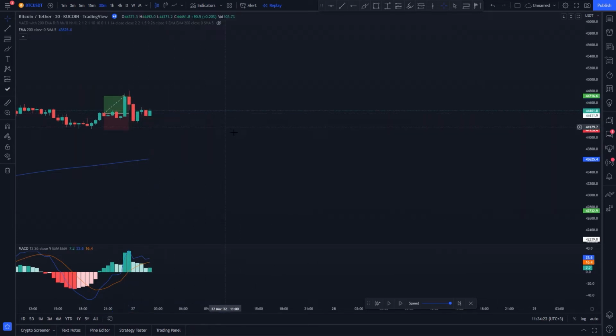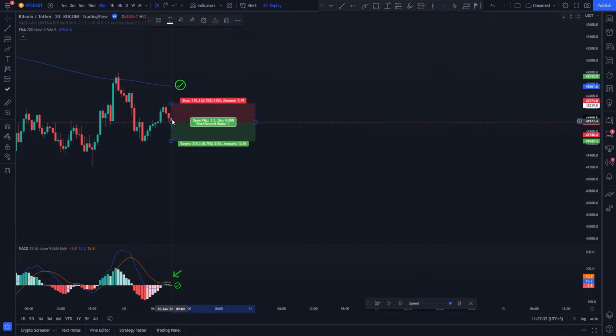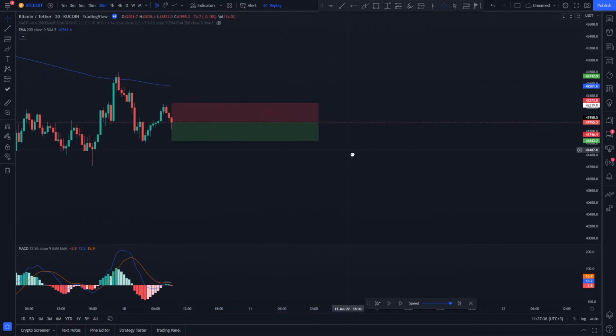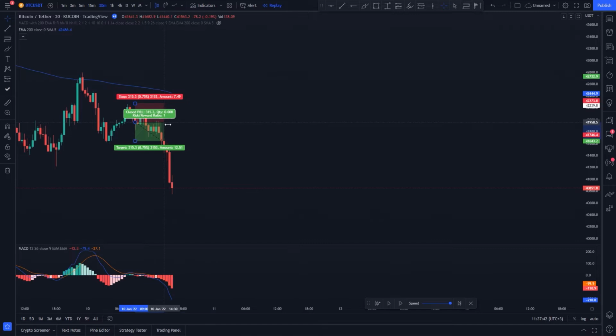And now let's move on to the short condition. For a short signal to be valid, the price must be below the 200 EMA, with a new red histogram appearing on our MACD, if the signal line is above the zero level. Now we can go ahead and take a short position. Our stop loss must be above the recent higher high, and the risk to reward ratio will be 1. And let's see what happened to our trade. As we can see, it hit the target.